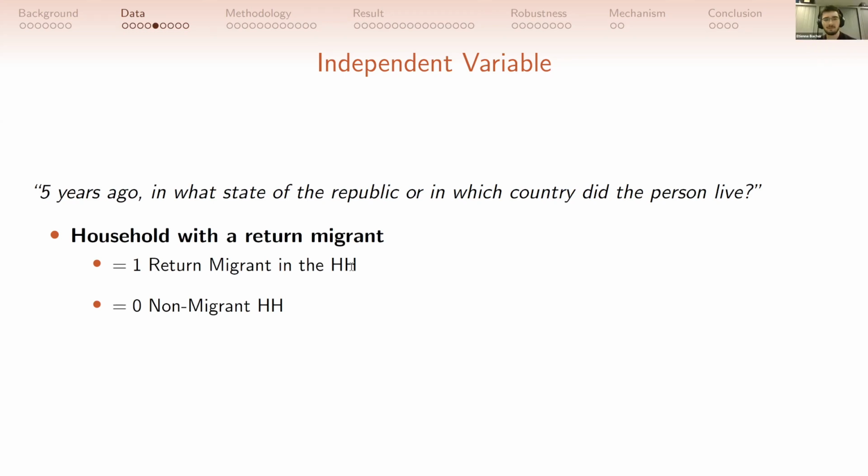Sorry, Avinandan. Yes. There's a question in the chat from Marcela Rubio asking if you can distinguish between voluntary and forced return migrants. No, I cannot actually do that because there is no information in the census data to distinguish between voluntary and involuntary migration.